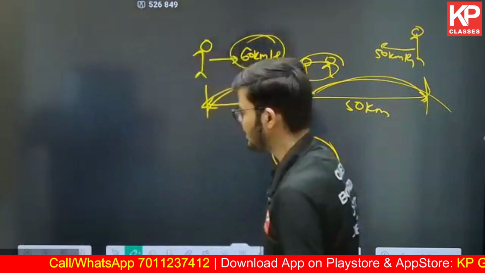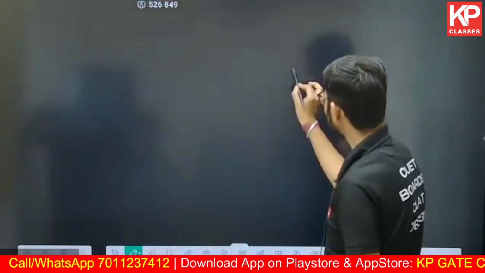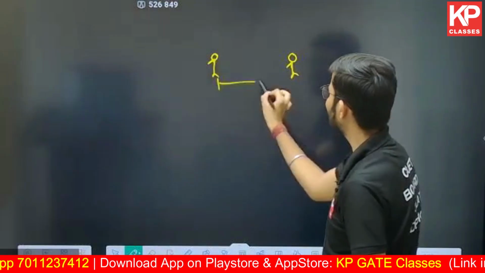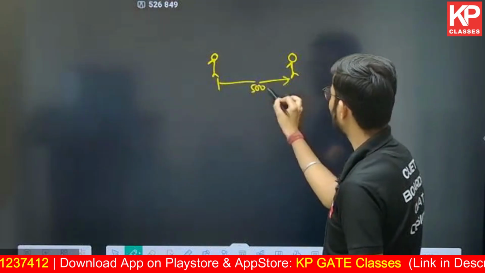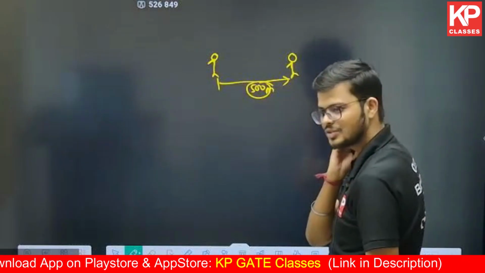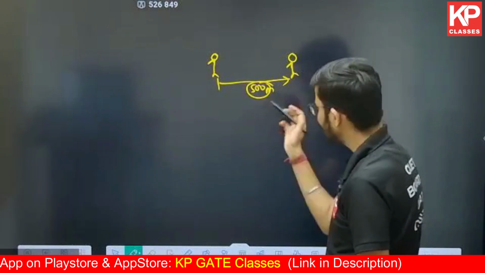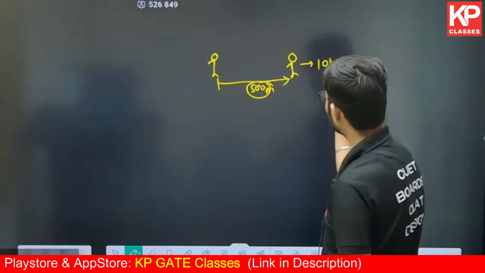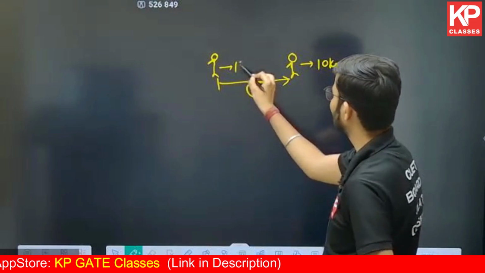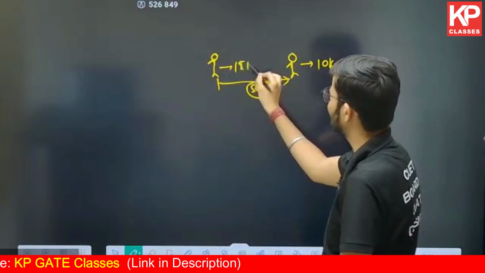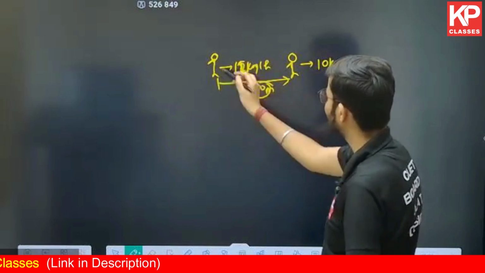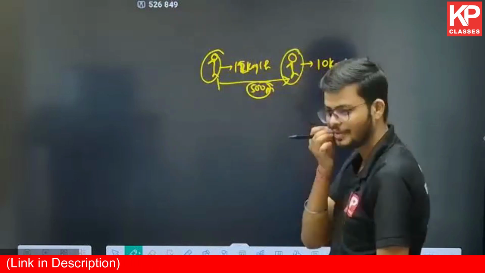Now, what type of question will you be getting? Suppose there is a thief who is spotted by a policeman at a distance of 500 meter. As soon as the thief finds out that the policeman has seen him, he starts running. He is running at 10 kilometer per hour. The police officer is running behind him at 15, not 15, 12 kilometer per hour. Now, if I ask you, in what time will the police officer be able to catch the thief?